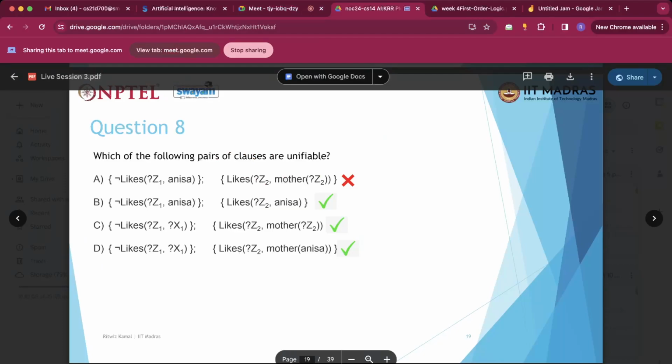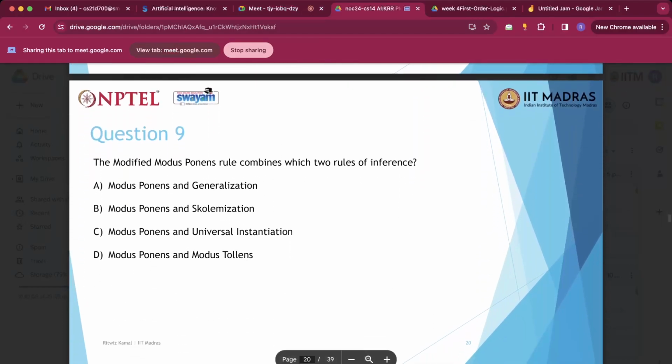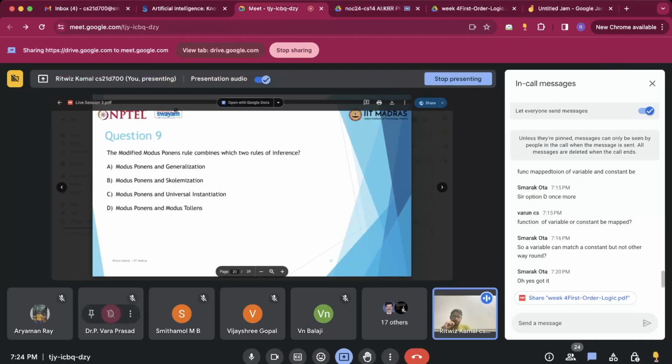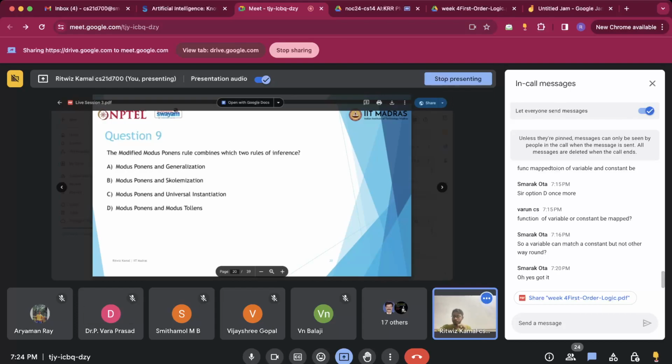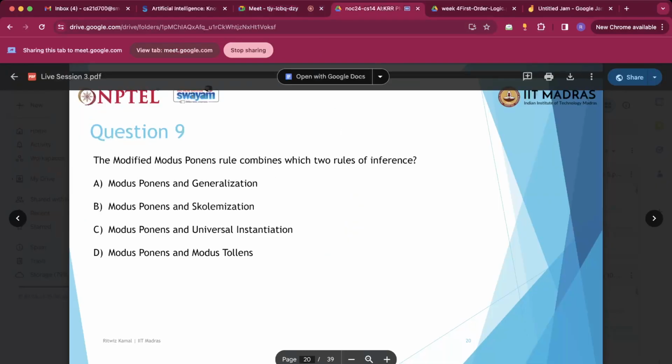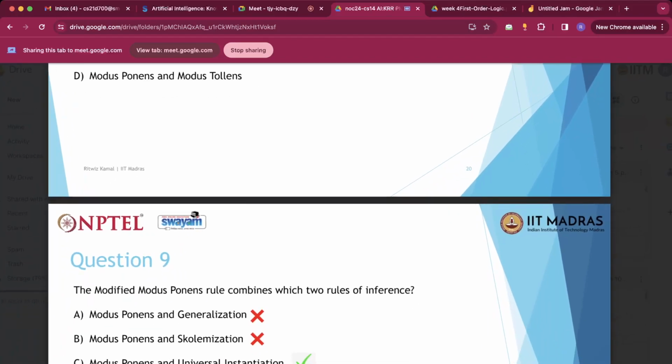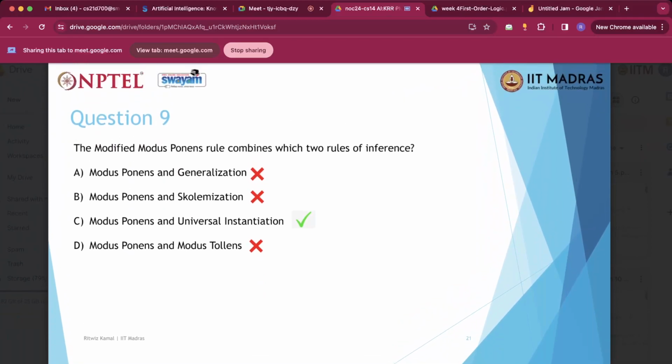We can hopefully move on to the next question now, which is something that we already discussed. But still, let's go over it. Modified modus ponens rule combines which of the two rules of inference? So we just discussed this. Should be easy. Which option do you think would be correct? C, that is correct. The correct option would be modus ponens and universal instantiation.